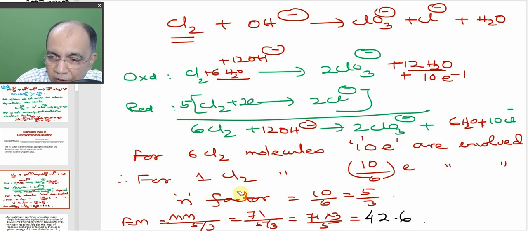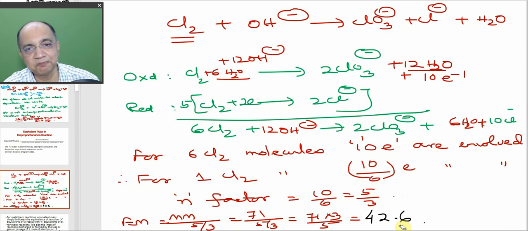Then 1 chlorine will involve 10 by 6 or 5 by 3 electrons. So the N factor is, very interestingly, a fraction, 5 by 3. If you divide, taking the molecular mass of chlorine as 71 divided by 5 by 3, 3 goes up, so this becomes 42.6. So that is the equivalent mass of chlorine in this disproportionation reaction. You understand? Right?